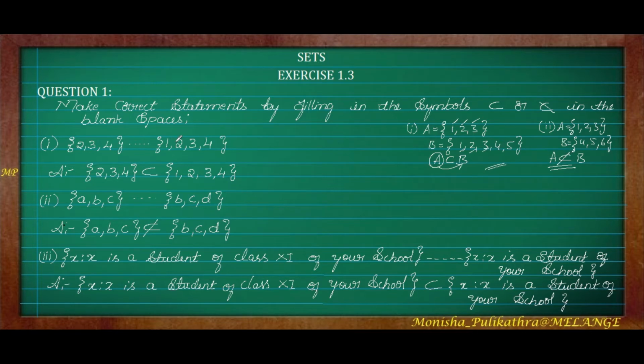Moving on to the first question. Here, set A is 2, 3, 4, then a blank space, and set B is 1, 2, 3, 4. You can see that 2, 3, 4 also belongs to the next set. So this set is a subset of the other because all the elements of this set belong to the second set. Therefore, we have to write 2, 3, 4 is a subset of 1, 2, 3, 4. Moving on to the second question.